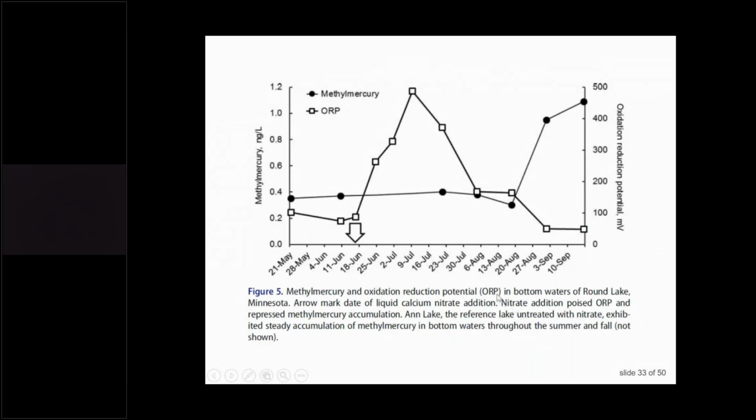And here's a time series of bottom water redox and methyl mercury. So this is methyl mercury and ORP in bottom water of Round Lake, Minnesota. The arrow notes where liquid calcium addition took place. All right, so the methyl mercury is still elevated, but not quite starting to totally accumulate. They put in the nitrate, up goes the ORP, down it comes as the nitrate is consumed.